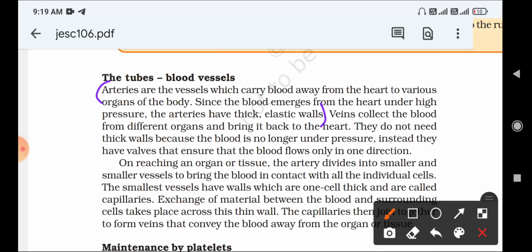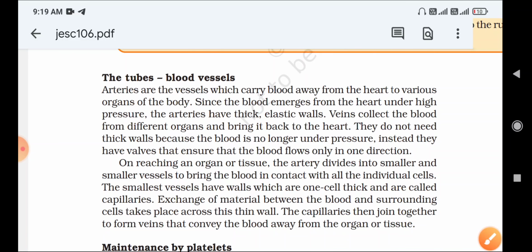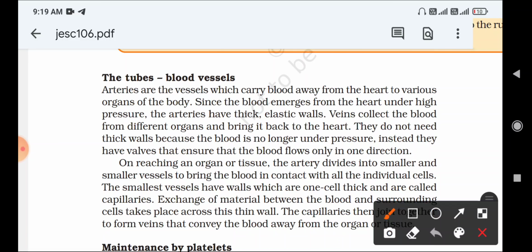Veins collect the blood from different organs and bring it back to the heart. Veins collect the blood from the different parts of the body and send it to the heart. They do not need thick walls because the blood is no longer under high pressure.